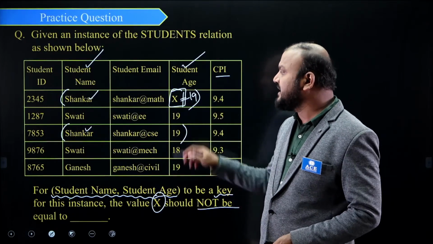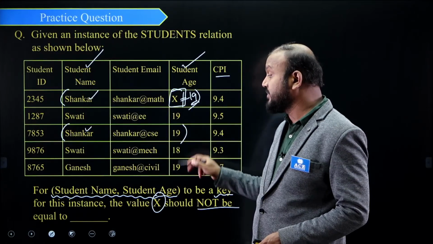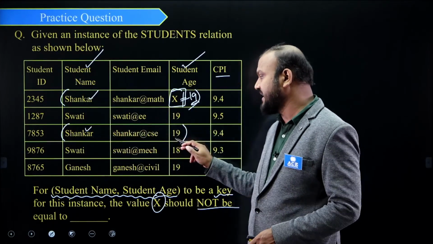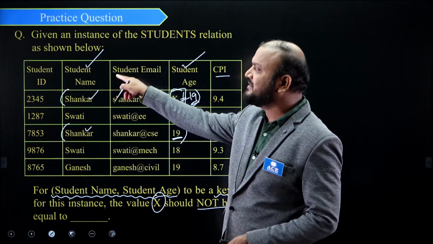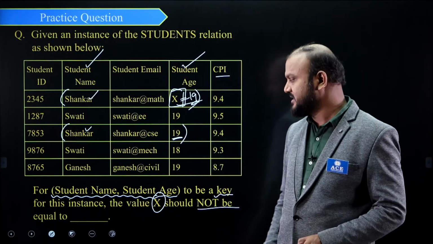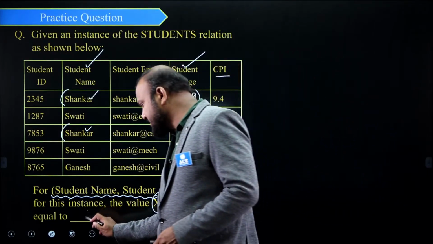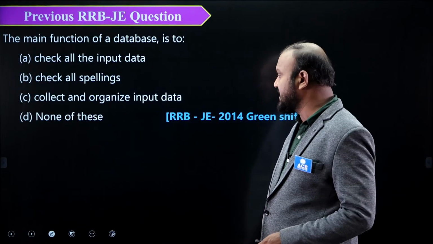If it is to be a key, this first tuple Shankar's age should not be equal to 19 because the second Shankar's age is already 19. So in order to be a key, the student name and student age, that X should not be equal to 19, right? So what is the answer for this question? 19.